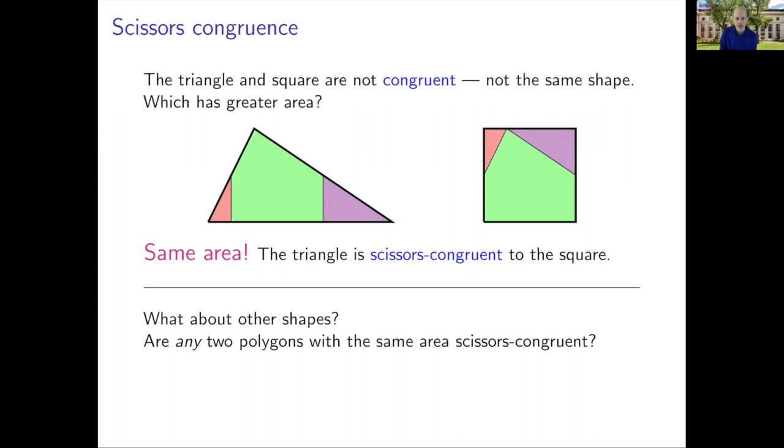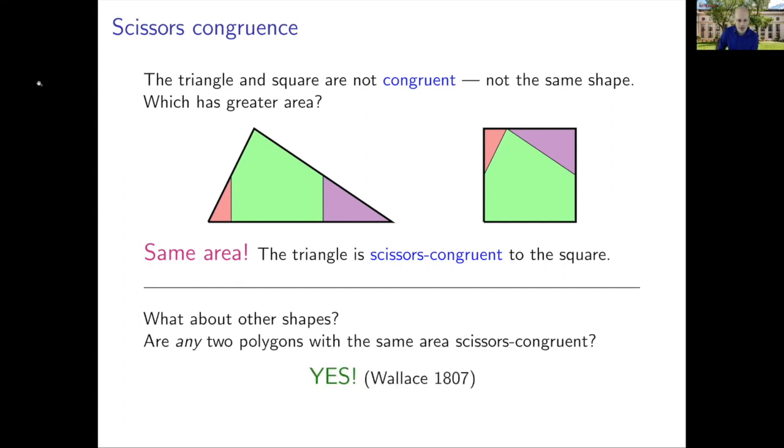Suppose you had two other shapes, two polygons, maybe with more sides. If you want to be able to cut one up and reassemble it into the other, they better have the same area. But is that the only condition you need in order to be able to do this? If I want to reassemble this triangle into a hexagon, could I do that? And the answer is yes, you can.